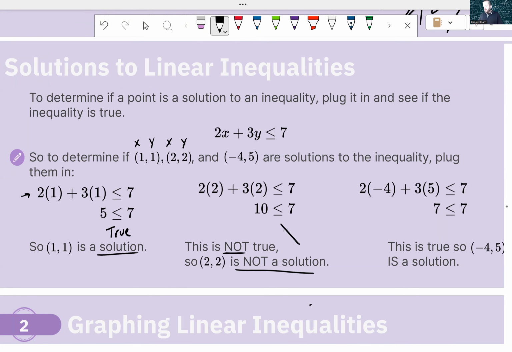I like to put big X's next to these or check marks. That kind of helps me save some time. Or you can write T or F. That can save you a little bit of time.